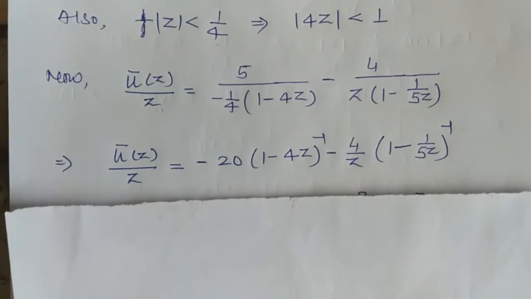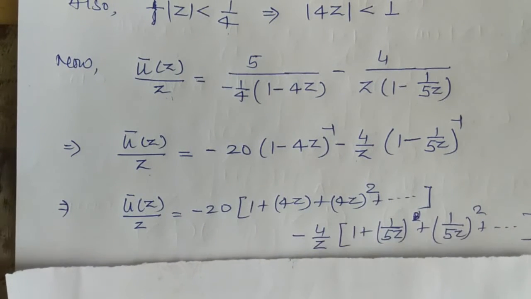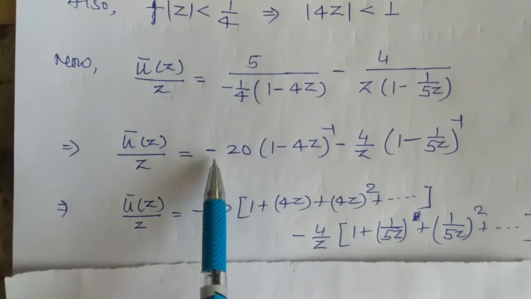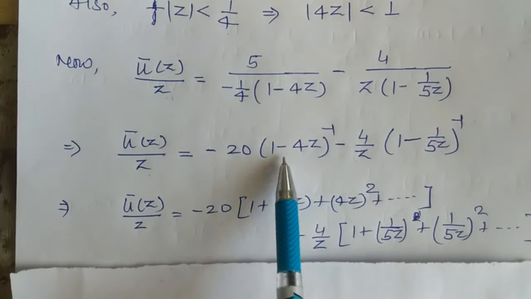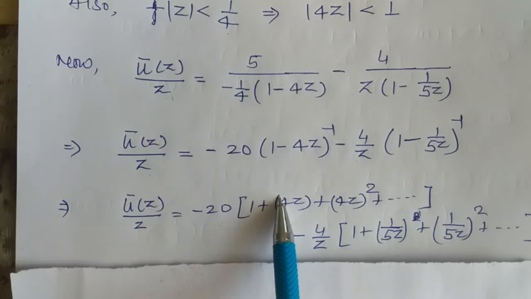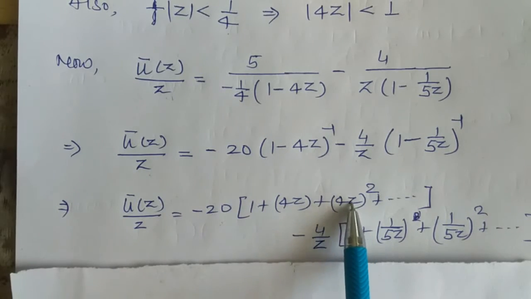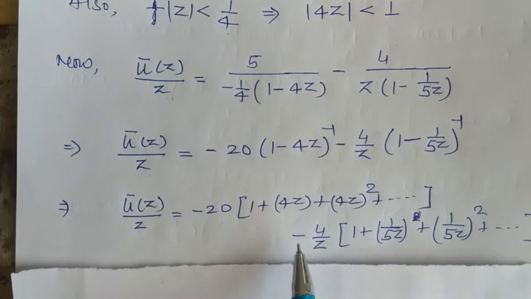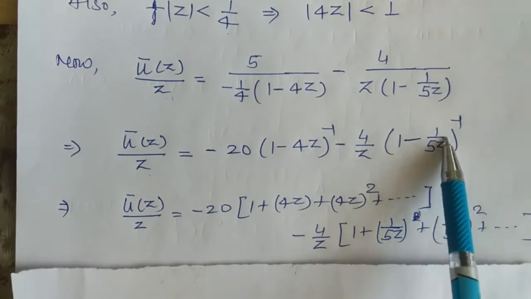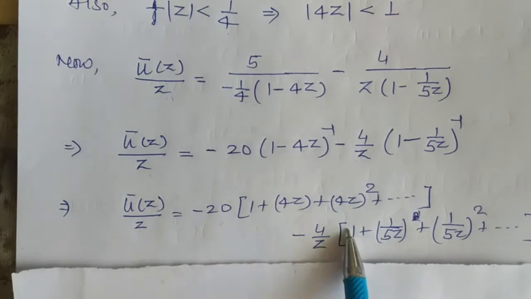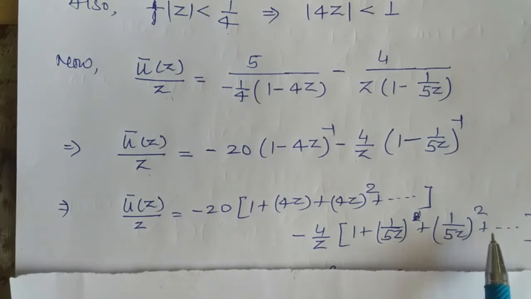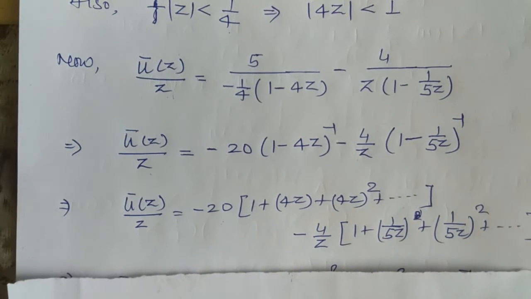Therefore by using the binomial expansion theorem, we get u bar z upon z is equal to minus 20. Now the binomial expansion of 1 minus x whole inverse is 1 plus x, here x is 4z, plus x square, that is 4z square, plus so on, minus 4 by z. The binomial expansion of 1 minus 1 upon 5z whole inverse is 1 plus 1 upon 5z plus 1 upon 5z whole square plus 1 upon 5z whole cube and so on.